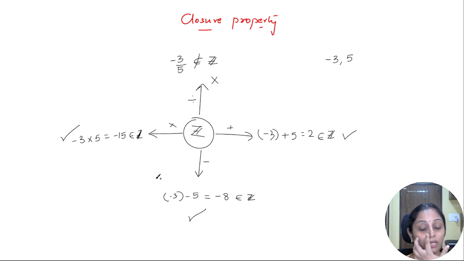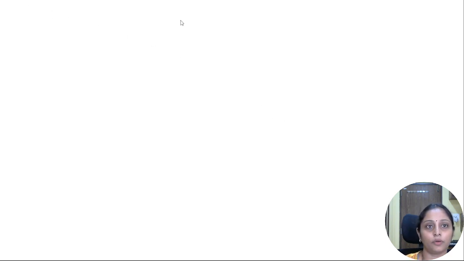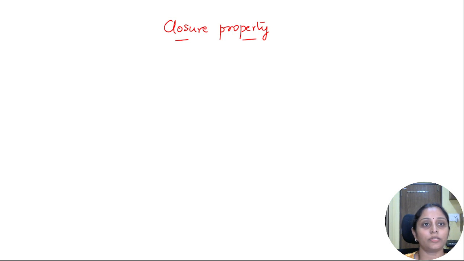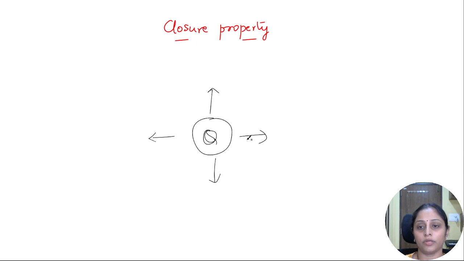Next, coming to our rational numbers. Again, let's put the heading closure property. Take any two rational numbers. I have the set of rational numbers. Now I am going to consider the 4 mathematical operations, right? Now take any two rational numbers. Here, for example, I am taking minus 3 by 5 and 2 by 7, right? These are two rational numbers.